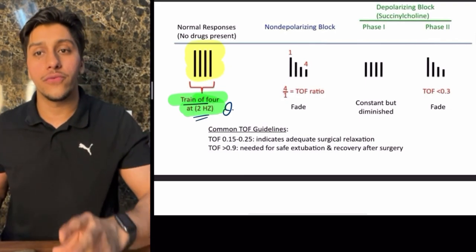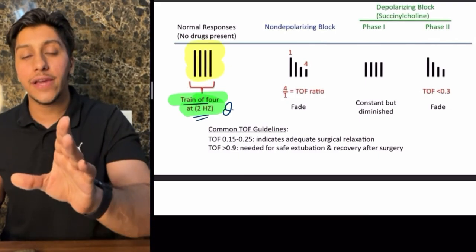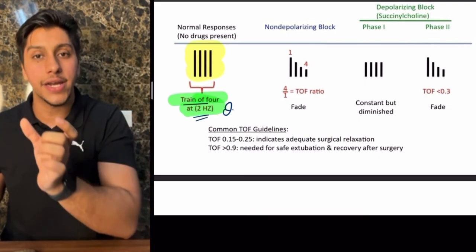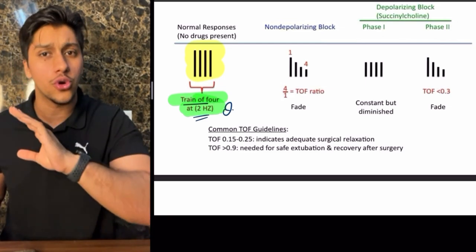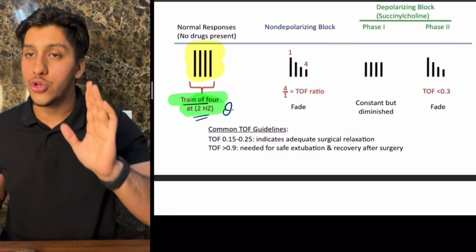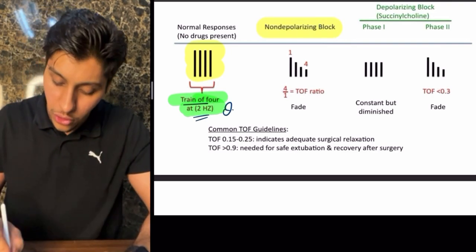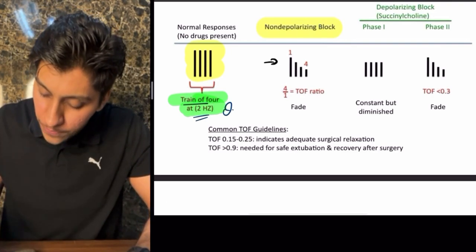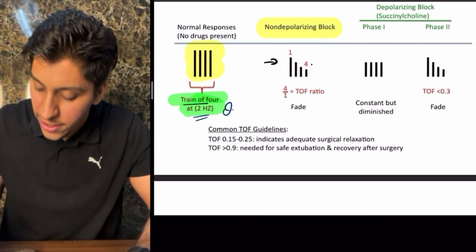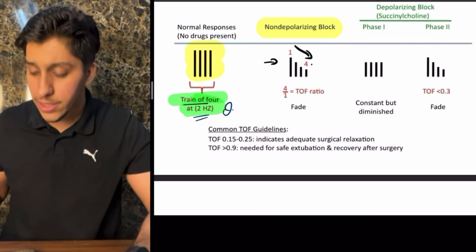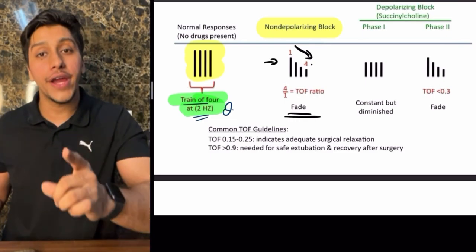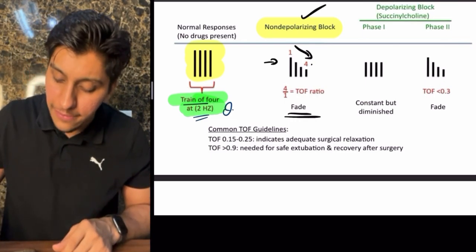Okay, the train of four, which is usually 2 hertz. We are going to check the difference between non-depolarizing and depolarizing blocks. Remember, in single twitch you could not differentiate, but in train of four you can. If you see the graph of the non-depolarizing block, you will notice that the amplitude decreases from the first to the fourth twitch. This is known as fade, and fade is only seen in non-depolarizing block.